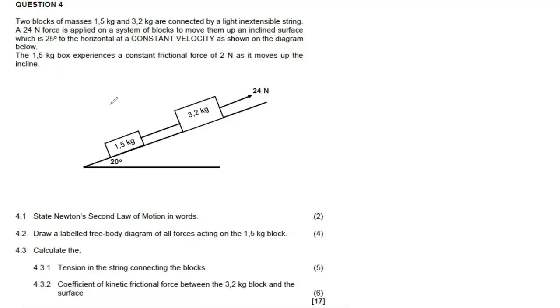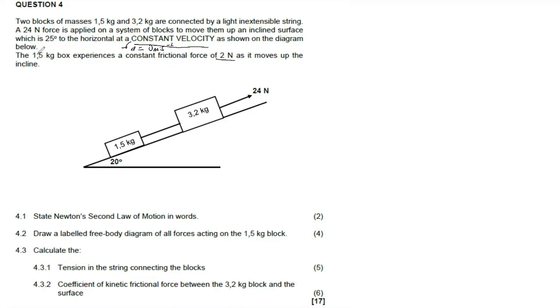Okay, so we have question 4, still on Newton's second law. It says two blocks of masses 1.5 kg and 3.2 kg are connected by a light inextensible string. A 24 Newton force is applied on a system of blocks to move them up an inclined surface, which is 25 degrees to the horizontal at a constant velocity. Note that constant velocity, which immediately tells us that our acceleration is 0 meters per second squared. As shown on the diagram below, the 1.5 kg box experiences a constant frictional force of 2 newtons as it moves up the incline.